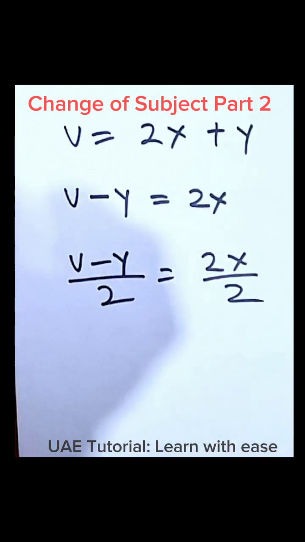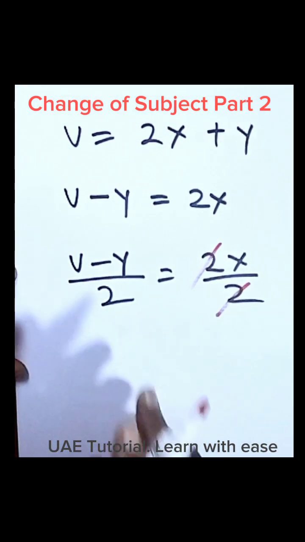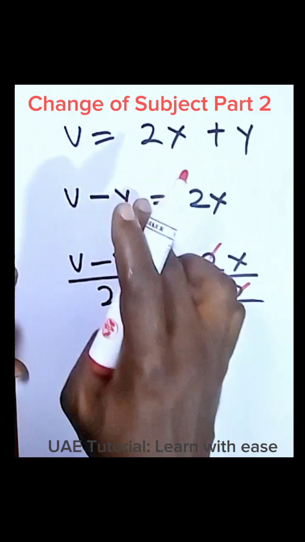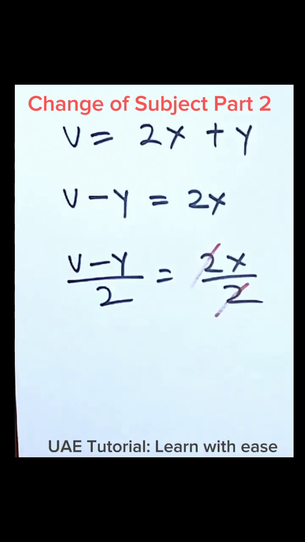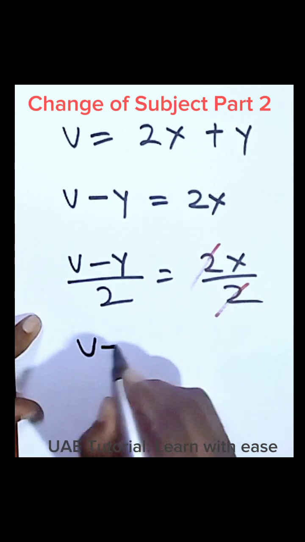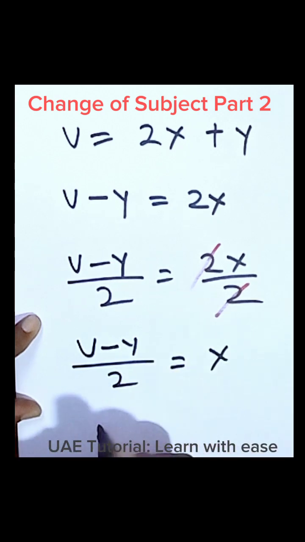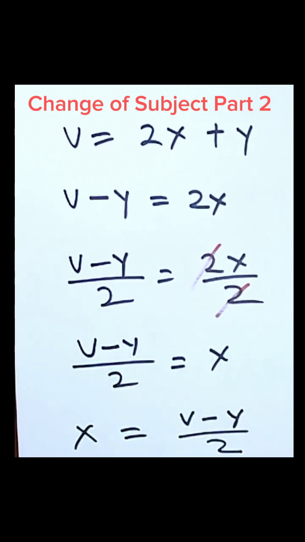And if we do that, these 2s will simply go away. Remember, you are dividing both sides by 2. So it is the entire v minus y that you will divide by 2. So now that we have done this, we say that v minus y all over 2 equals x, or simply x equals v minus y all over 2. And this is our answer.